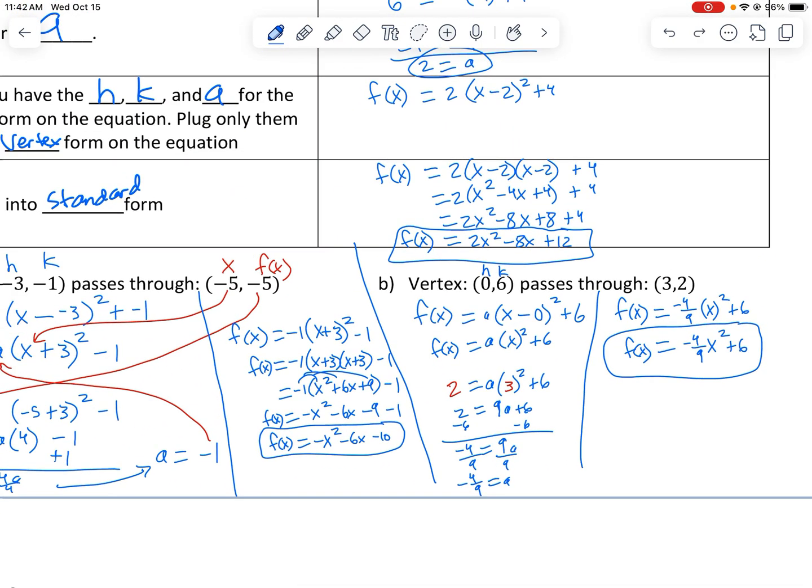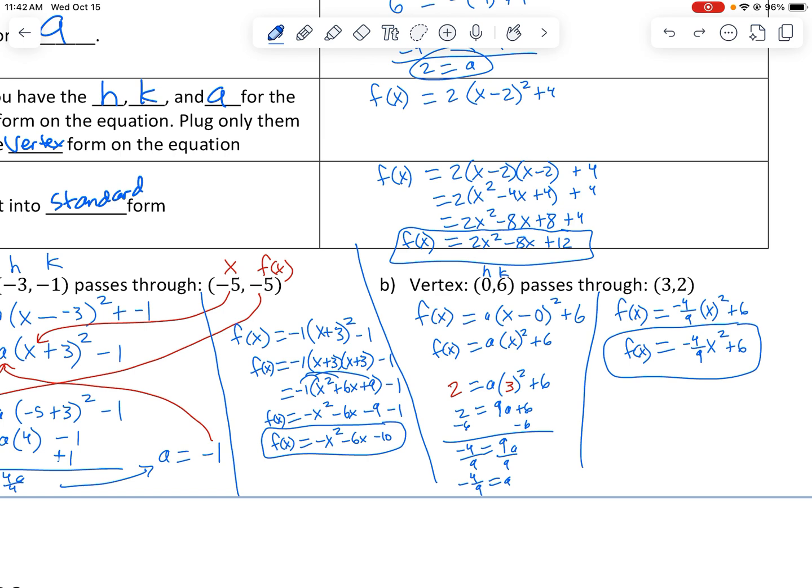So give this a shot on your assignment. Plug in the vertex to get your equation started, then plug in the point temporarily to get the a value. Once you have your a value, you do not include the point anymore in your equation, and so you revert back to the f of x and x. So yeah, give it a shot, see how it goes.